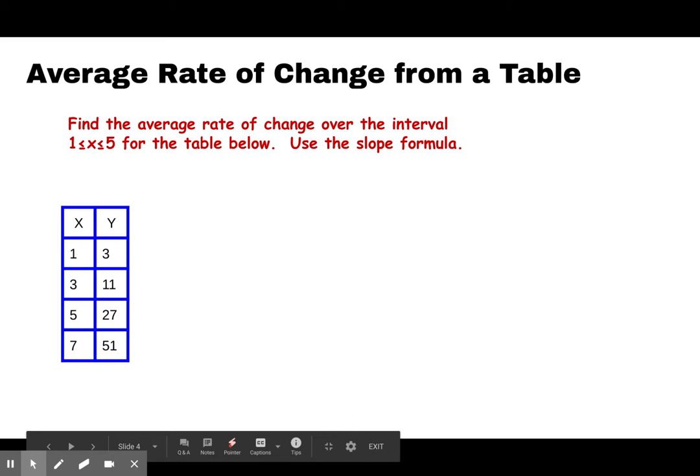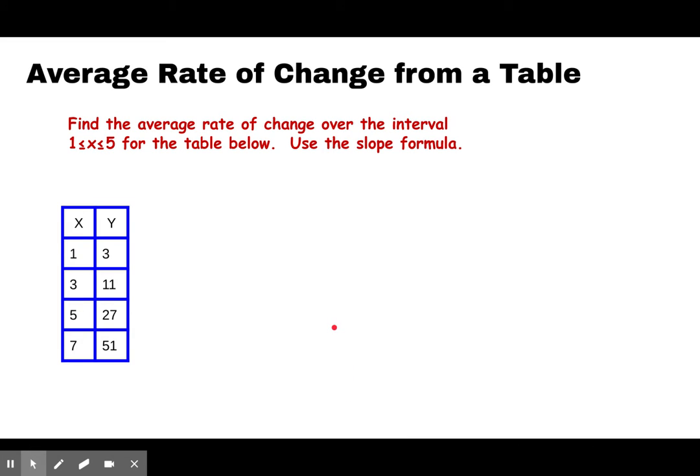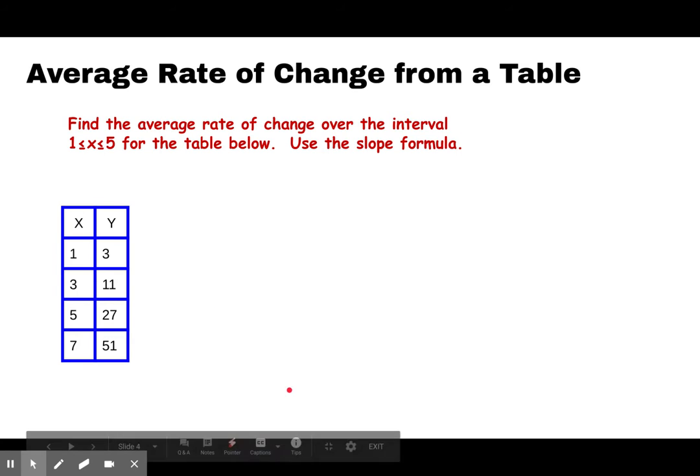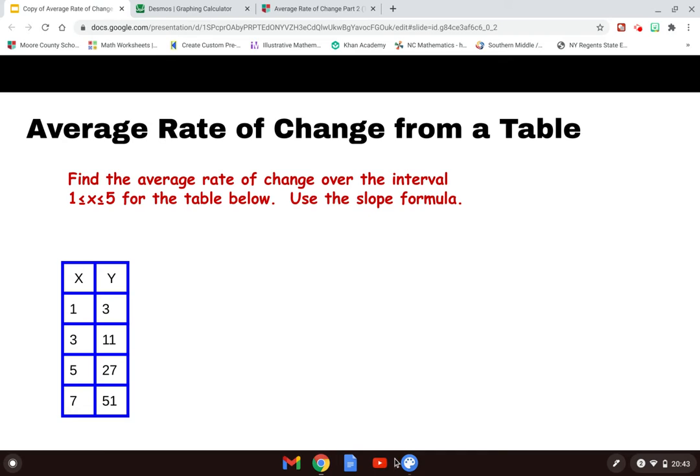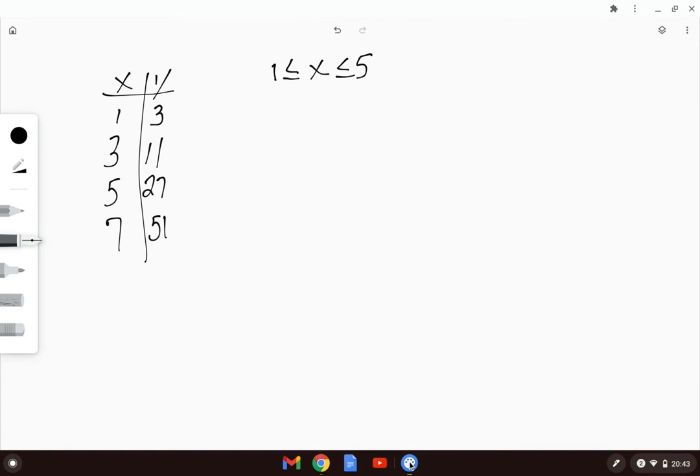All right, so let's go ahead and start with the average rate of change from a table. This problem says to find the average rate of change over the interval 1 is less than or equal to x, and x is less than or equal to 5 for the table below. The way you do this is by using the slope formula. So if I go over here to my Canvas board, I have this problem set up, and I'm looking at the interval of 1 less than or equal to x, and x less than or equal to 5.